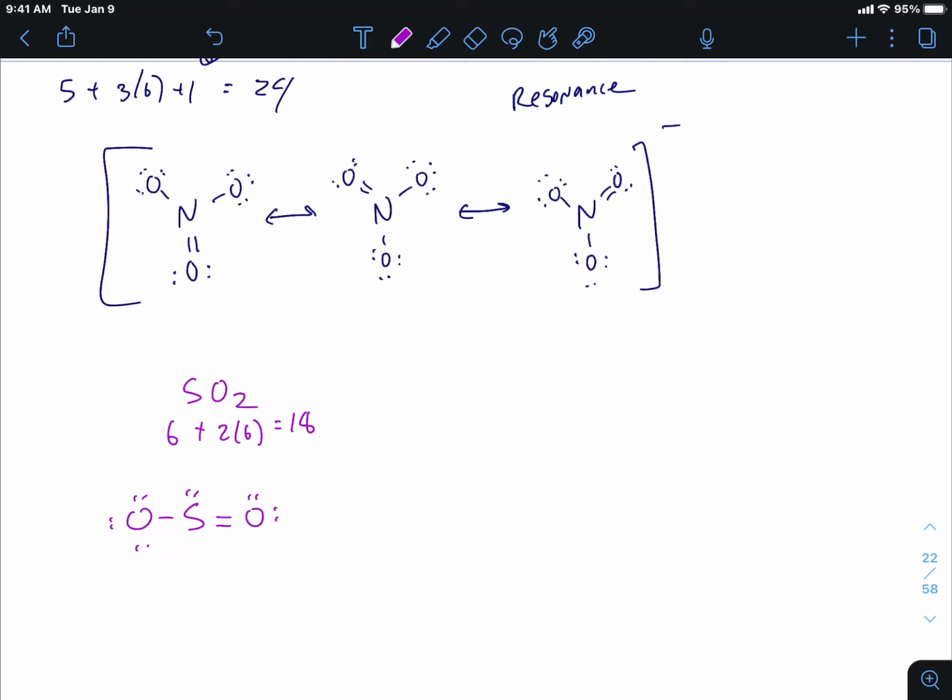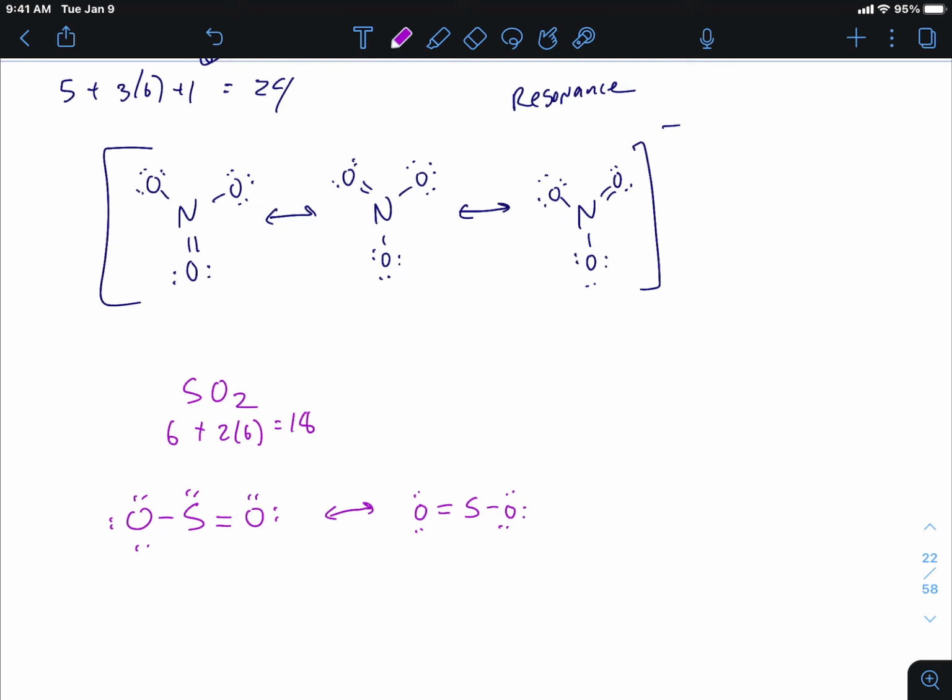Wait, other side, other left. So if that happens, that means you draw it twice. Yes, only if you want full credit, because you have to show that you understand that resonance is occurring. Is this making sense? Okay.